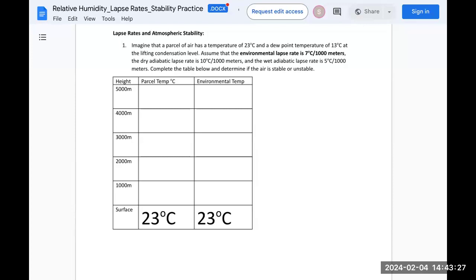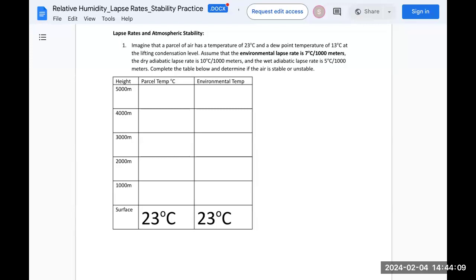So imagine a parcel of air that has an air temperature of 23 degrees and a dew point temperature of 13 degrees at the lifting condensation level. So that is when the air temperature and dew point are the same. For you guys in the flight program, I realize that your rule of thumb is, whatever the dew point is on the ground, you subtract off about 2 degrees for every 1,000 meters. But this one, I am actually giving you the dew point temperature in the air up in elevation, that it would match up at. So that's what I mean by lifting condensation level. So just assume the dew point is 13 degrees.